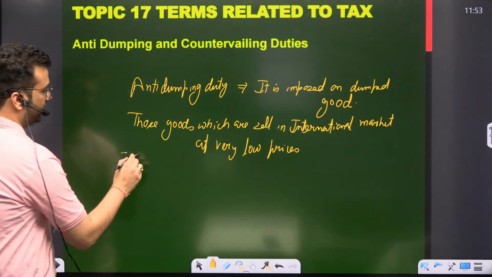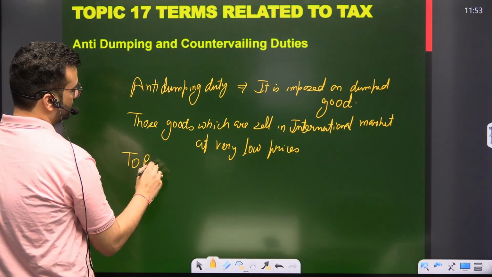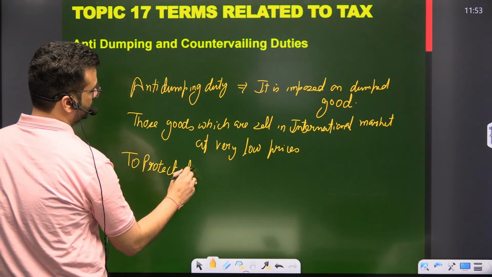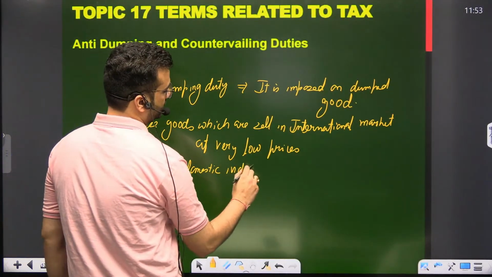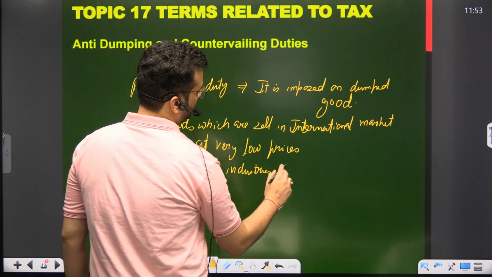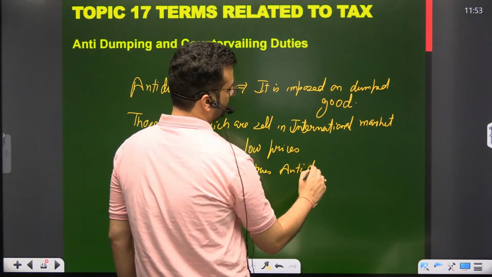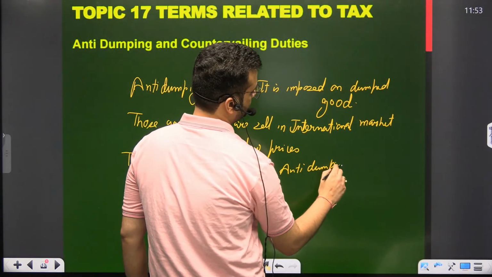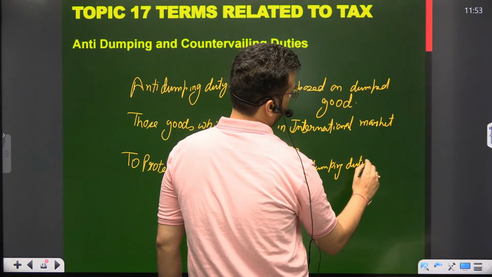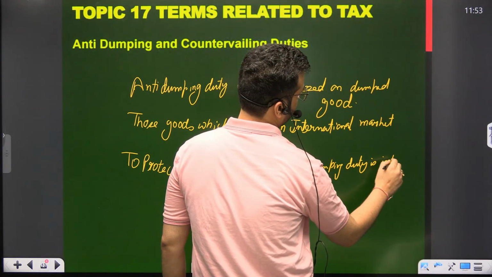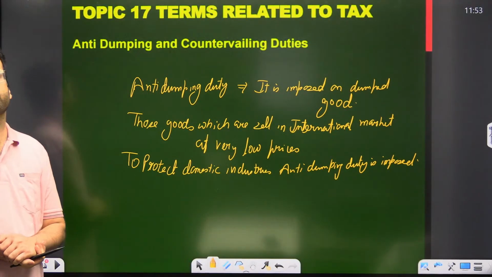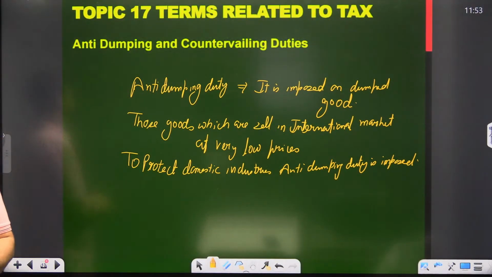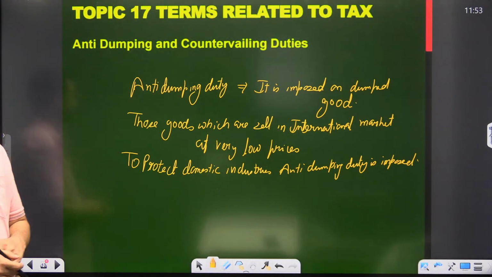And to protect domestic industries, anti-dumping duty is imposed. I hope it has been clear to you what is anti-dumping duty. Okay. Now friends, what is countervailing duty?